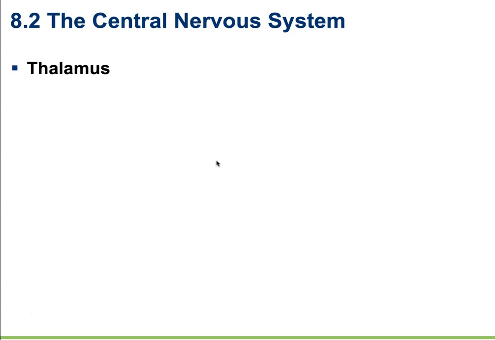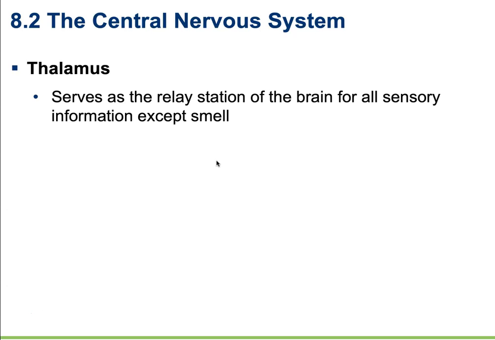Next up is the thalamus. The thalamus is located just below the cerebrum. Its job is to relay the sensory information from the spinal cord up to the higher brain centers. It's also going to play a role in motor activity, cortical arousal, and memory. It's going to serve ultimately as the relay station for all sensory information except for smell.